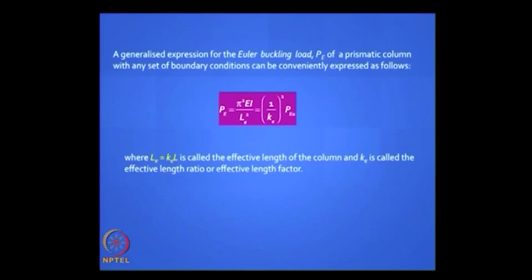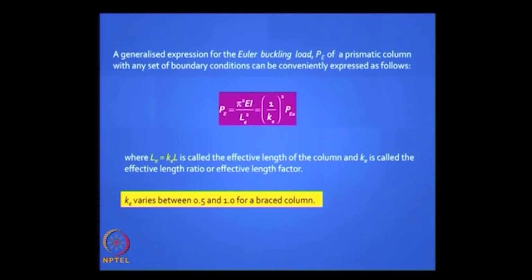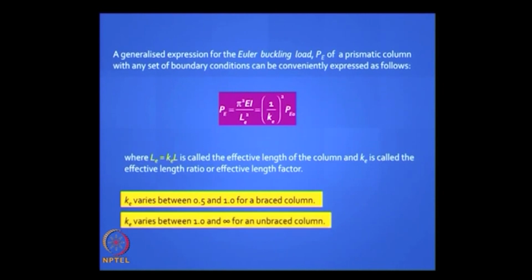So your generalized expression is given like this. Okay, you put LE squared at the denominator, pi squared EI by LE squared, or you can write it as 1 by KE the whole squared PE naught, and you will find that KE is less than 1 for a braced column. When you have both ends pinned, it's 1. When both ends are fixed, it's the lowest value of 0.5. And when you have an unbraced column, you can have any value between 1 and infinity.